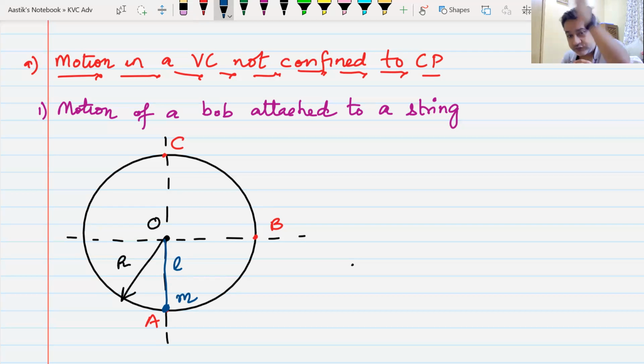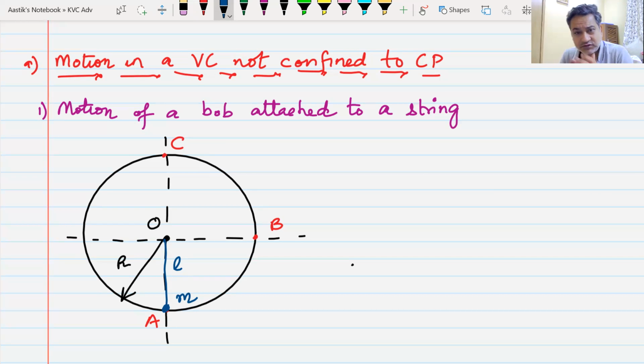Who is making it move? Velocity and centripetal force. Who is giving it the centripetal force? Tension and weight. Weight is always there. Weight was also there in the horizontal path, but it is not giving the centripetal force because the center is not towards the weight. The center is opposite to the weight.